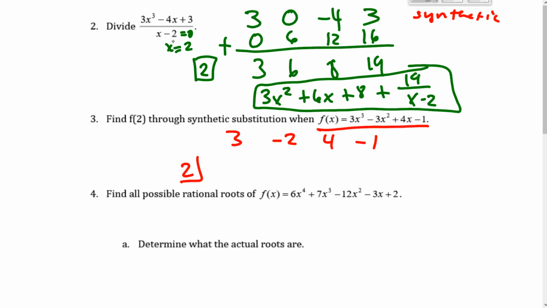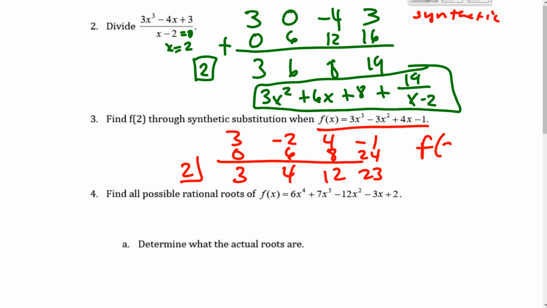That's what I'm dividing by, is x minus 2. This is just plugging in 2. So I plug in 2 and I get 3, 6, 4, 8, 12, 24, 23. So the answer to this, I want to find out what f of 2 is. f of 2 equals my remainder, 23. So there's my answer.